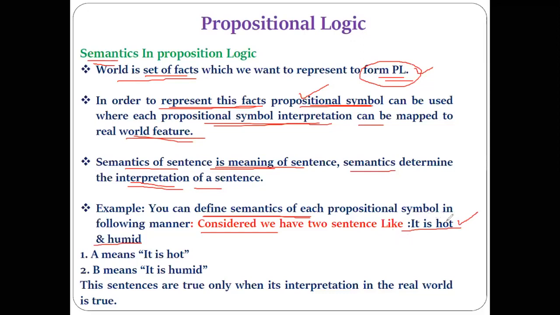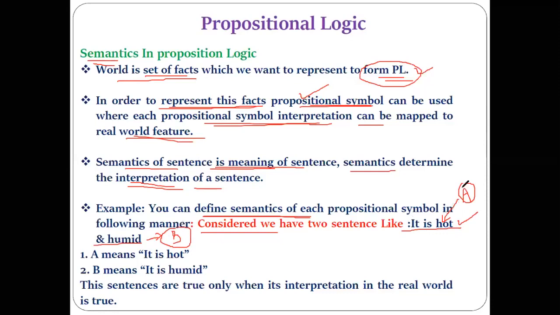Now, this is the combination of two statements or two propositions. What kind of proposition is it? A compound proposition. Is this statement a compound proposition or an atomic proposition? Yes, compound. So the sentence is: it is hot and humid. Suppose I represent the first statement with A and the second statement with B. We have two statements: first, it is hot, and second, it is humid. So I represent the first statement with A, that is, it is hot, and the second statement with B, that is, it is humid.